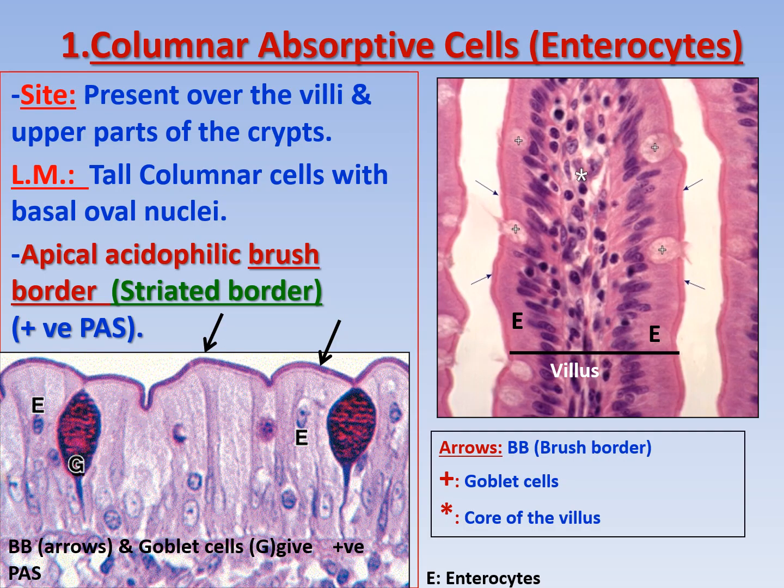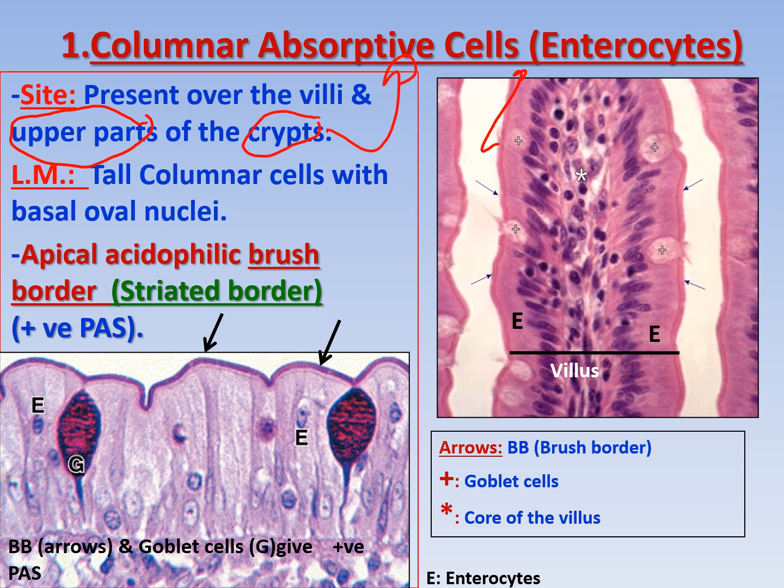Now let's talk about the first type of cell lining the villus and the crypt, and it is the commonest. It is the columnar absorptive cell, or the other name, enterocyte. Where can we find this cell, in the villus or crypt? In both villus and crypt. But in the crypt, you find it in the upper part only.